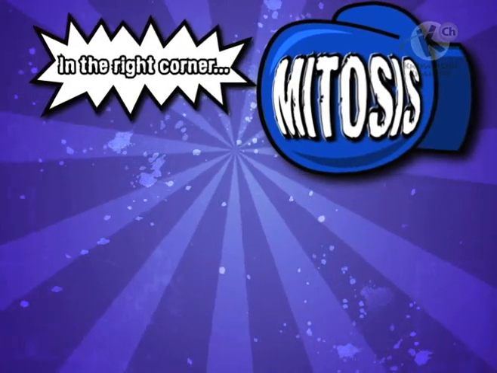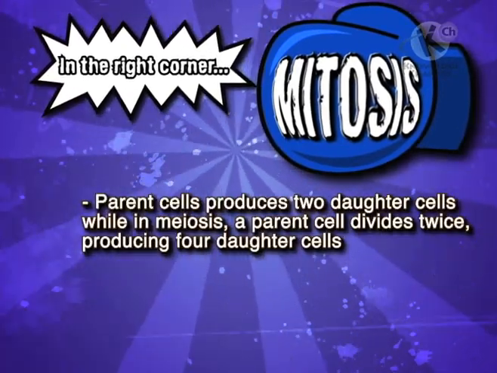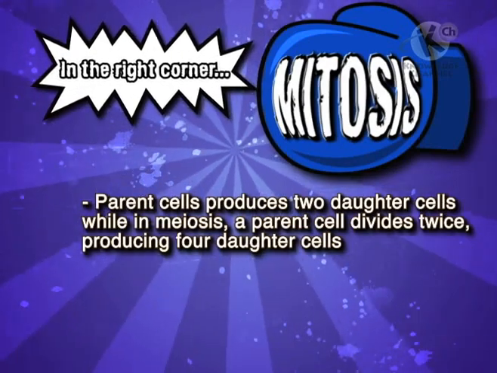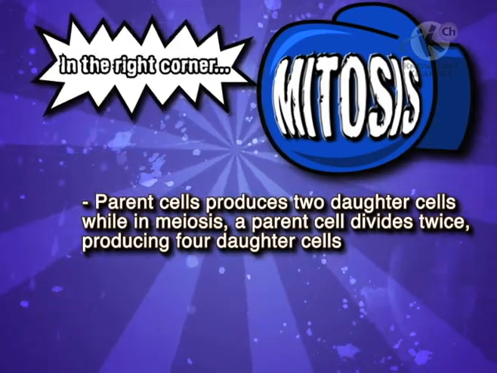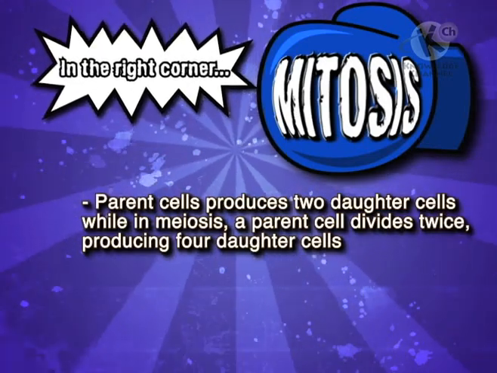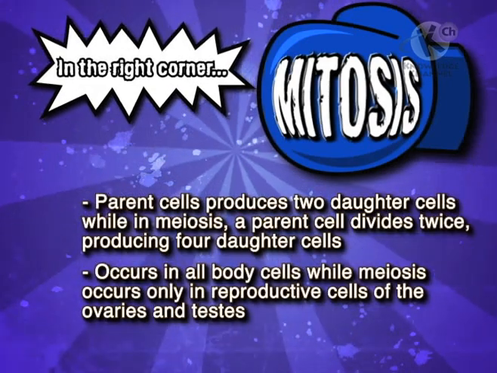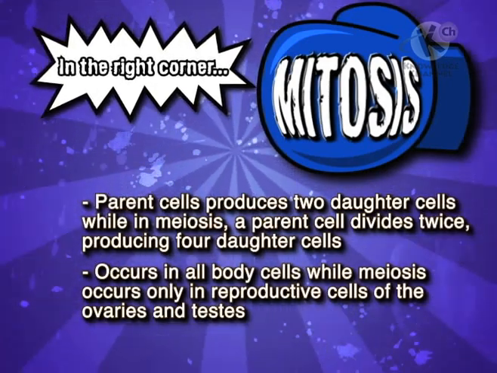3. In mitosis, parent cell produces 2 daughter cells, while in meiosis, a parent cell divides twice, producing 4 daughter cells. 4. Mitosis occurs in all body cells, while meiosis occurs only in reproductive cells of ovaries and testes.